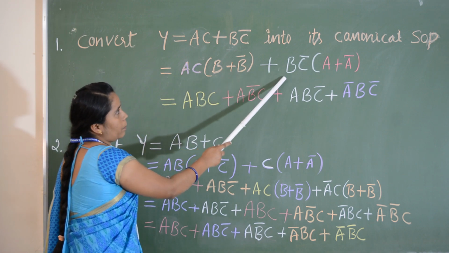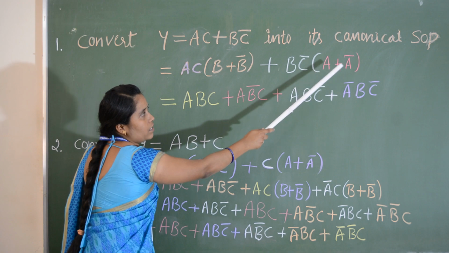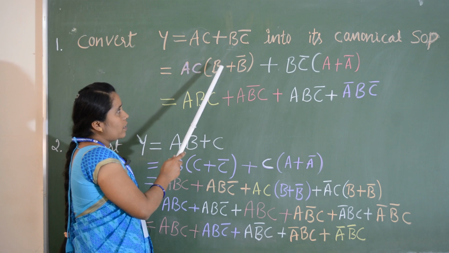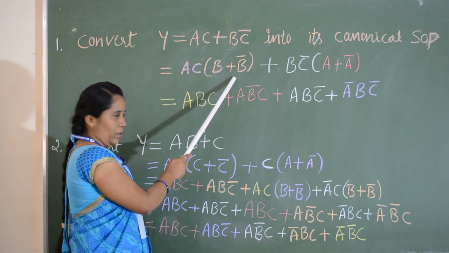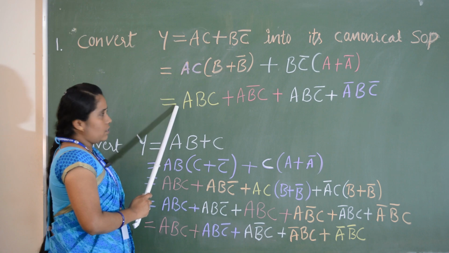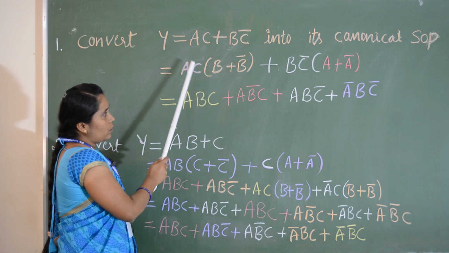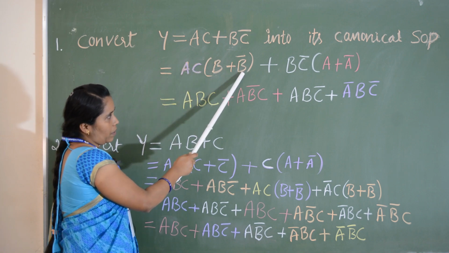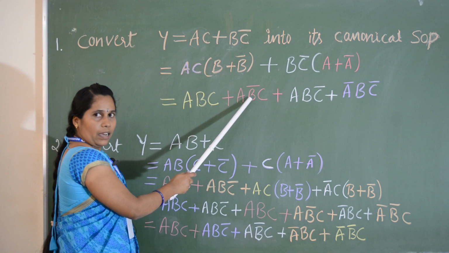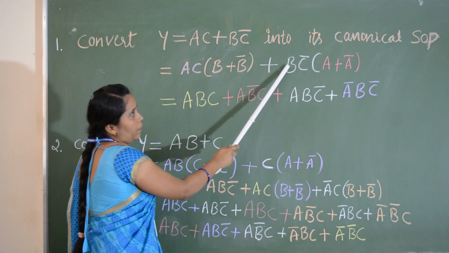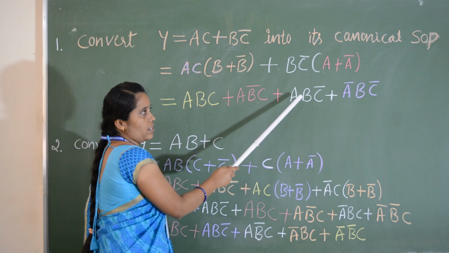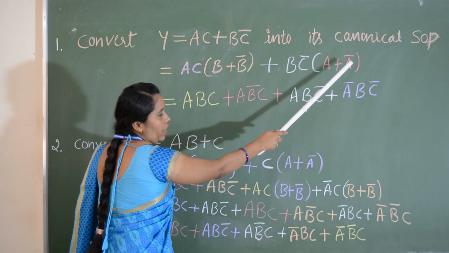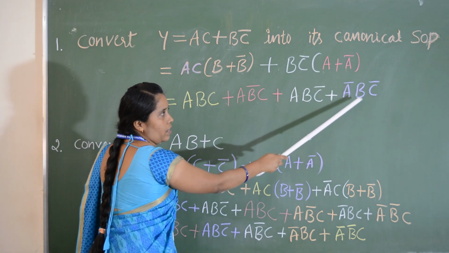In the second term, BC bar into A plus A bar. First step is identify the missing variables, multiply the missing variable and its complement. Next, that is equal to A into B into C, A into B into C plus A into C into B bar, that is A into B bar into C, plus B into C bar into A, that is A into B into C bar, plus B into C bar into A bar, that is A bar B C bar.